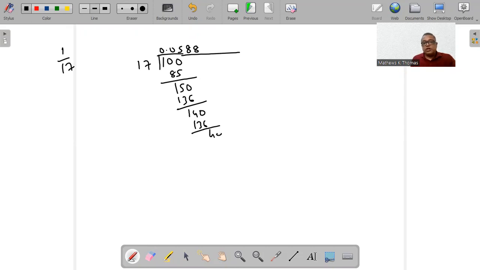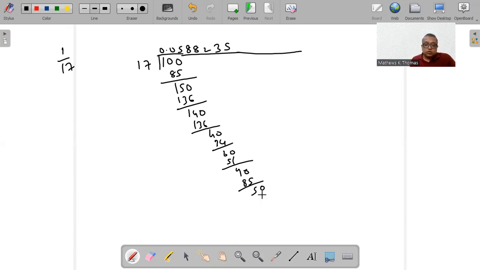So I'm going to get 40, 17 2s are 34. Now we get 6, and I'm bringing down the 0. 60, 17 3s are 51. Then I'll get 9, put a 0. 17 5s are 85. I'm going to subtract this, I'll get 5, and then I'm going to bring down 0, 50. See, I'm not supposed to stop till the repetition comes, okay? So I'm getting 50 here.